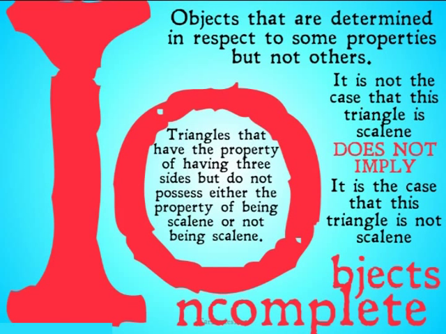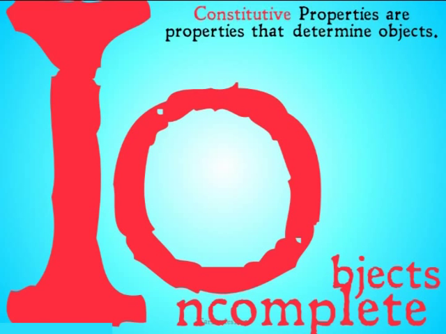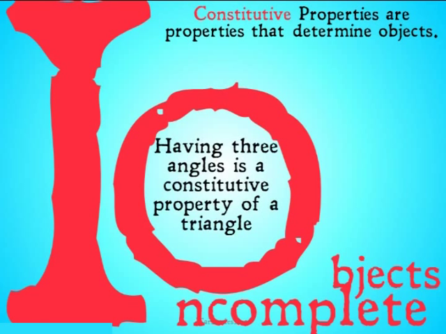We're also going to have to re-examine our law of the excluded middle. We'll take a look at that in a second. But first, we need a few more vocabulary words. We have constitutive. These are properties that determine objects. Constitutive properties are properties that determine objects. Having three angles is a constitutive property of a triangle.